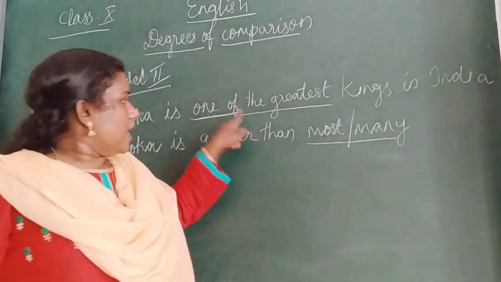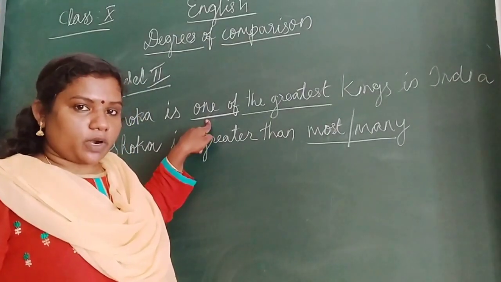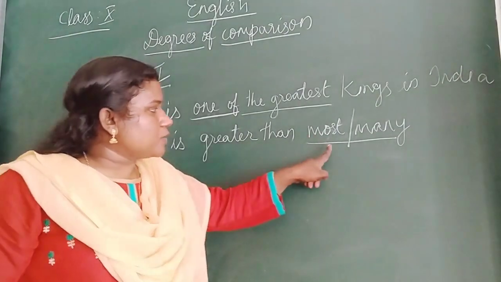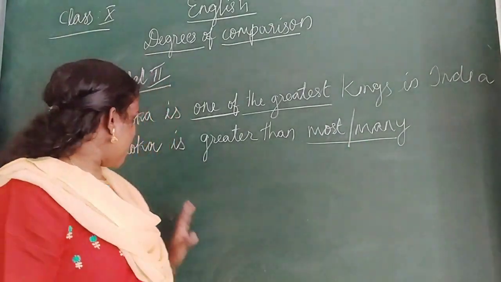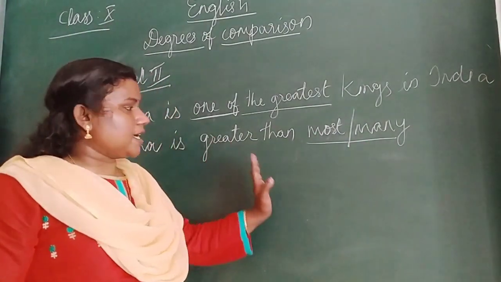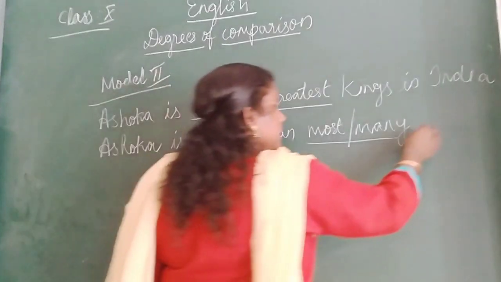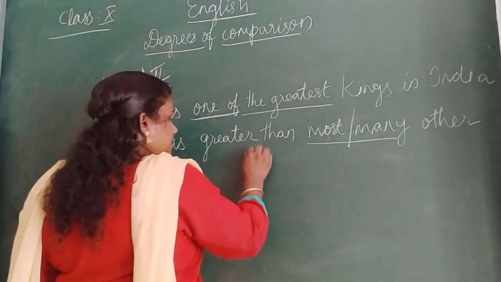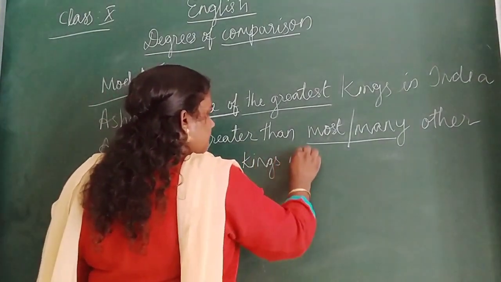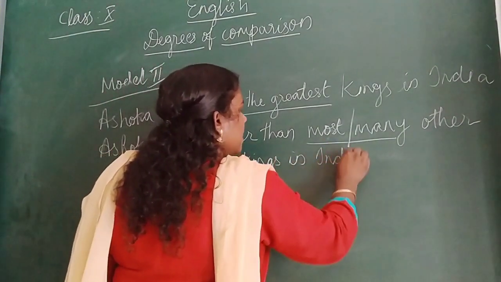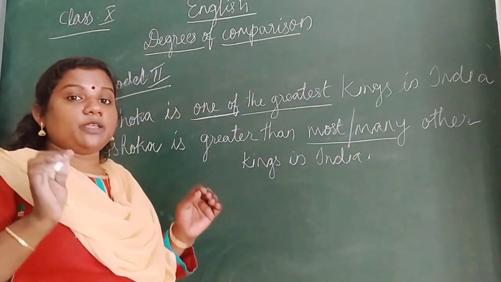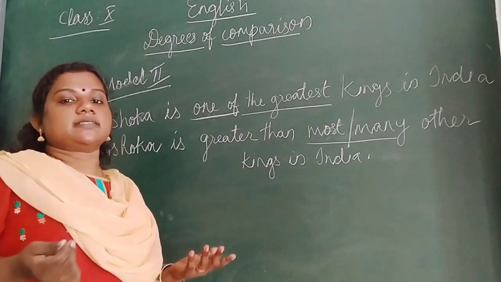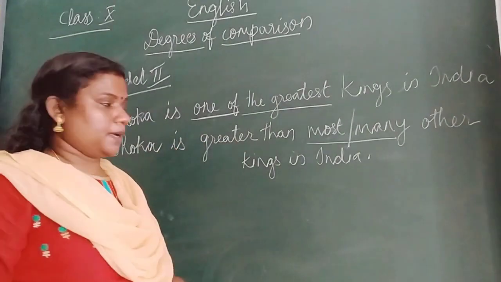After that, if the one of structure, for model 2, in the comparative form, after that we should use most or many. So how can we write? Ashoka is greater than most other kings. Most other kings in India, or many other kings in India. Okay, meaning you should understand first. That means many great kings are there. Ashoka is greater than those people.